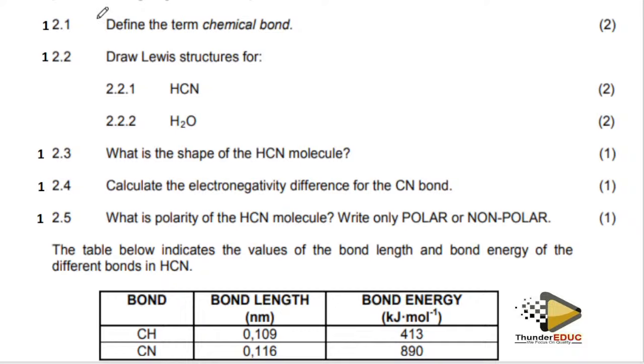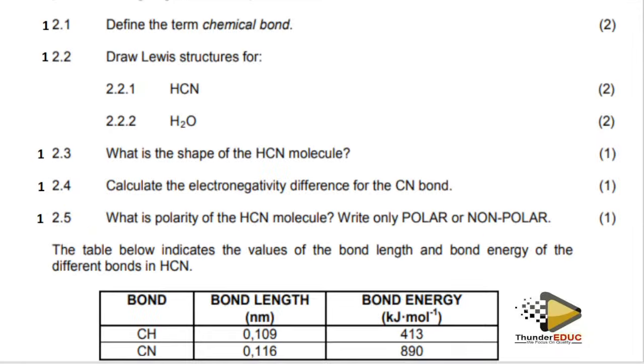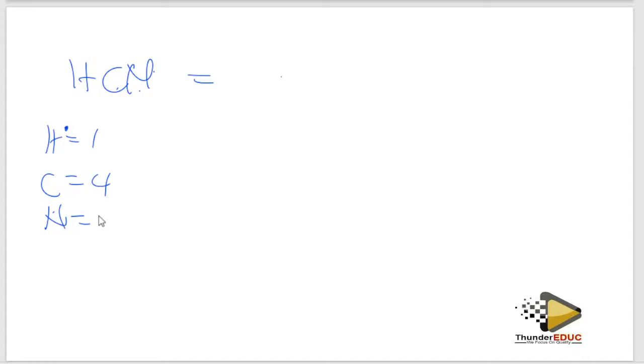So draw the Lewis diagram of hydrogen cyanide. CN is called the cyanide. So let's draw the Lewis diagram of hydrogen cyanide. You say that hydrogen is in group 1, so it has 1 electron. Carbon is in group 4, it has 4 electrons. And nitrogen is in which group? Nitrogen is in group 5, if you check the periodic table, meaning that it has 5 electrons in its outermost shell.